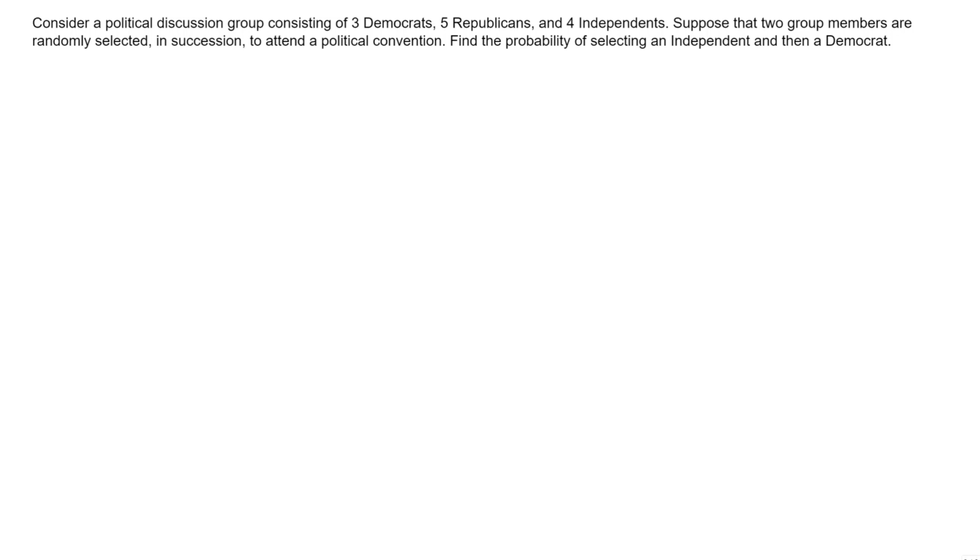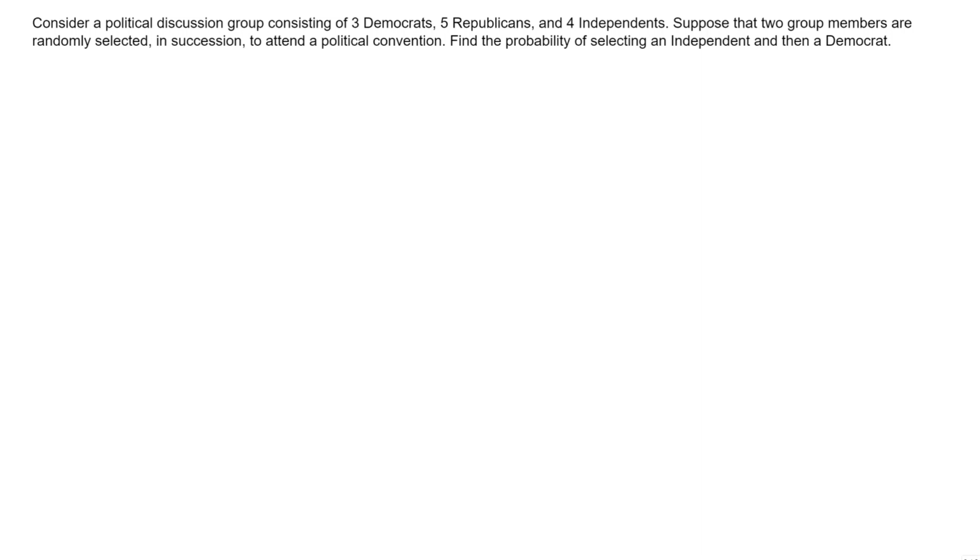Consider a political discussion group consisting of 3 Democrats, 5 Republicans, and 4 independents. Suppose that 2 group members are to be randomly selected in succession to attend a political convention. Find the probability of selecting an independent and a Democrat.